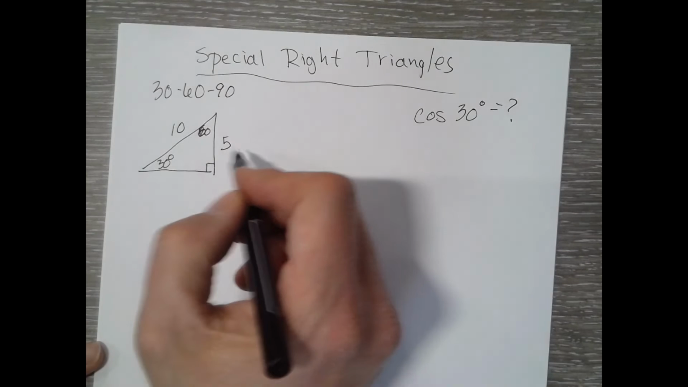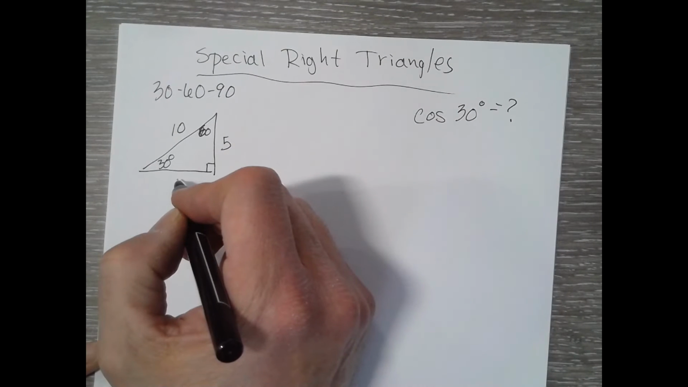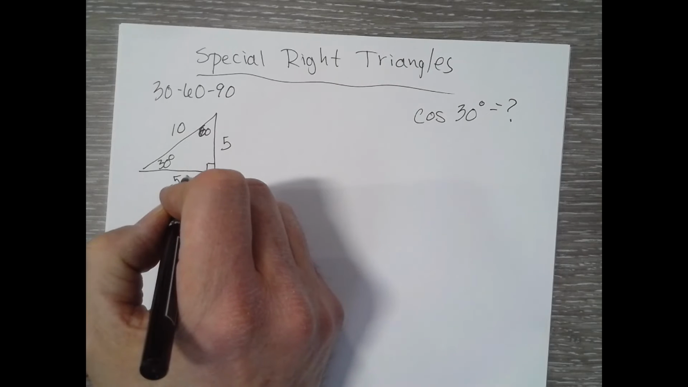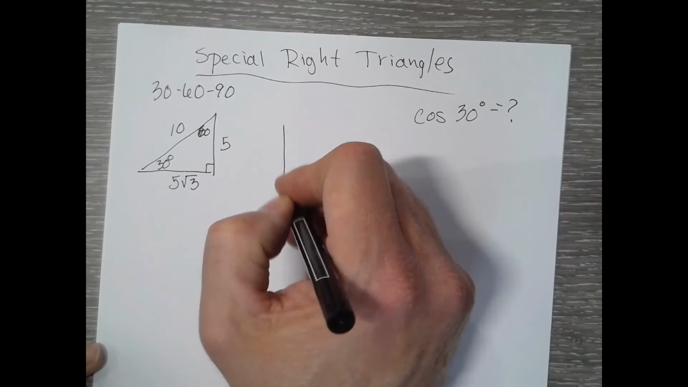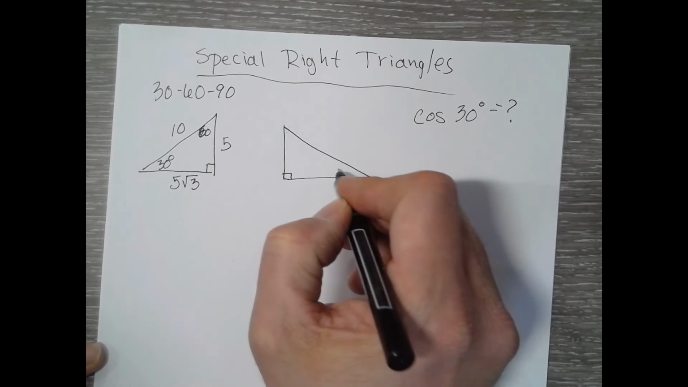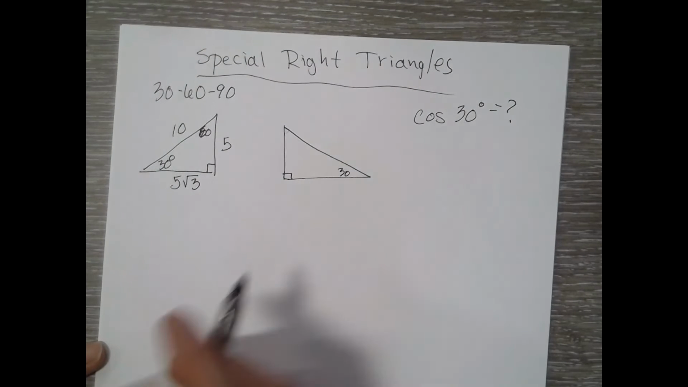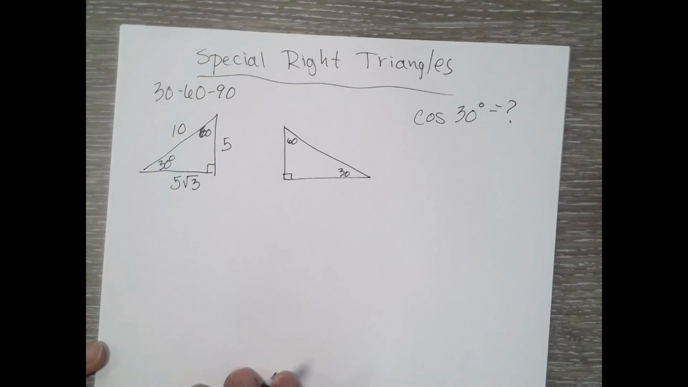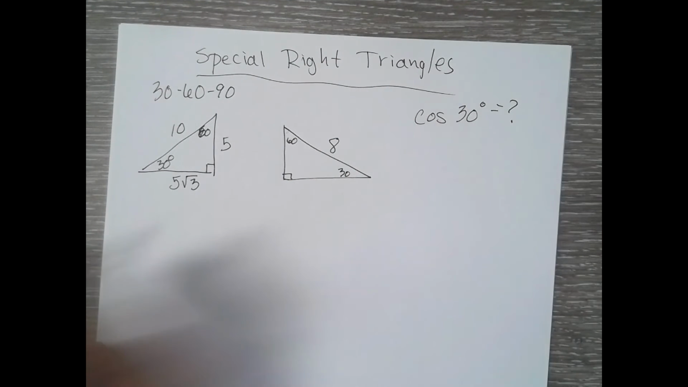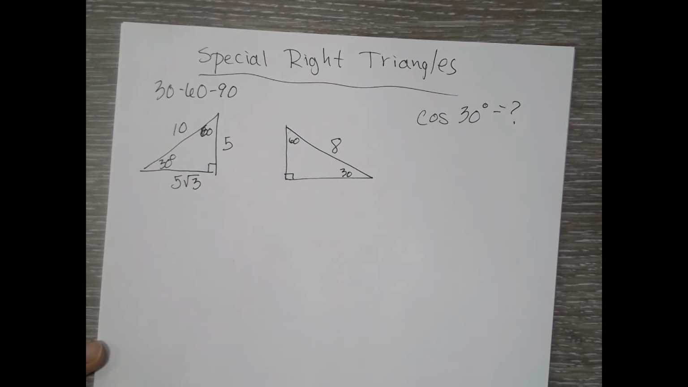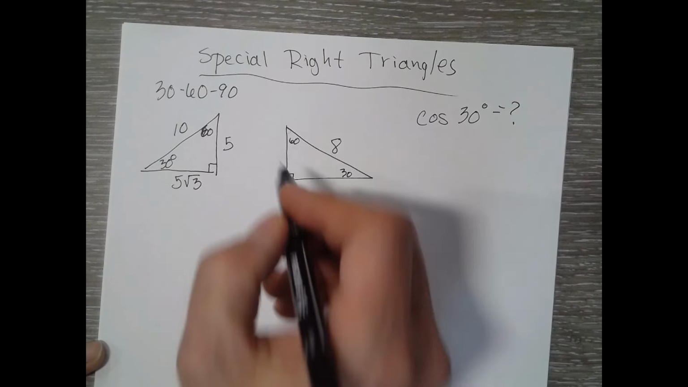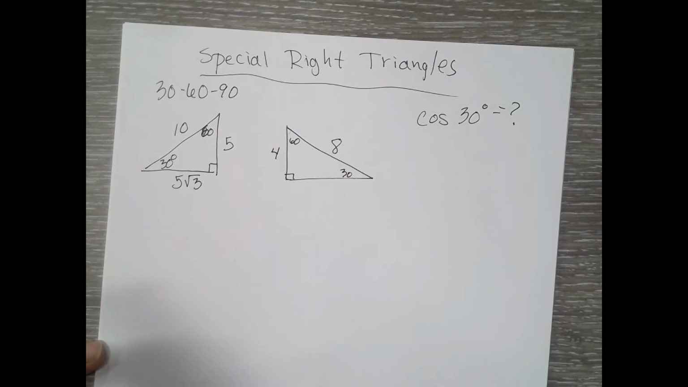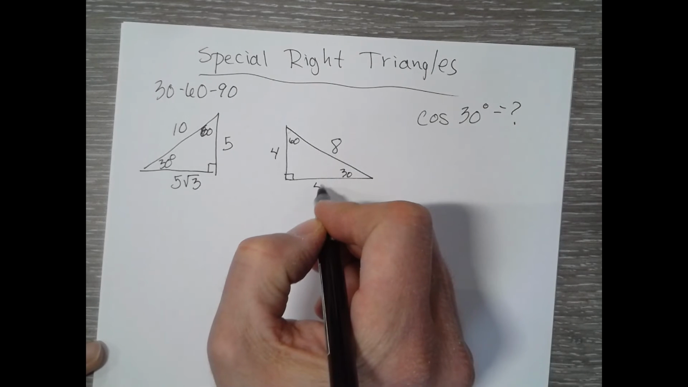And we can also use this to find the other leg of the triangle by just multiplying by the square root of 3. So those are the sides of that one. Okay, another example. Let's say there's 30, that means this is 60. Let's say the hypotenuse is 8. How long is the side opposite 30 then? 4, very good. It's always half of the hypotenuse. And we can use that to find the other one by multiplying by the square root of 3.